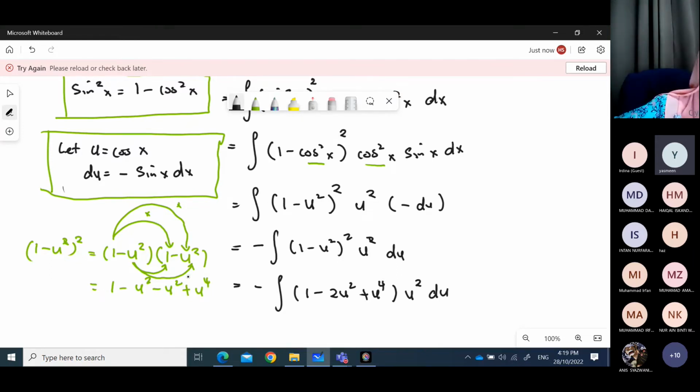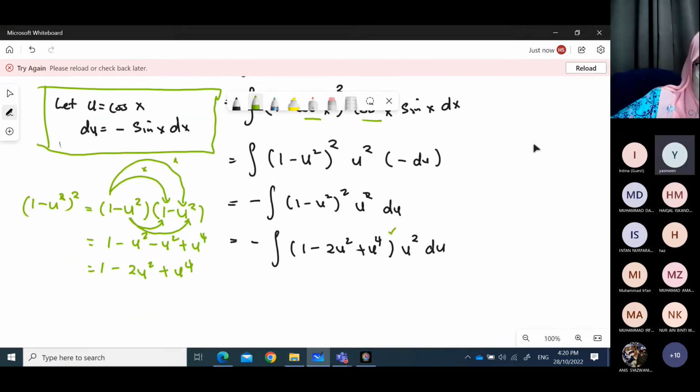Okay. So bila indeksnya sama, so u ni dia punya base. So kuasa dia adalah 2. So u kuasa 2 darab u kuasa 2, sama juga dengan u kuasa 2 tambah 2. Okay, tu basic dia. So yang ni kembangkan, you selesaikan, expand and simplify. So we have 1 minus 2u squared plus u to the power of 4. So we dapat yang ni lah. Alright.